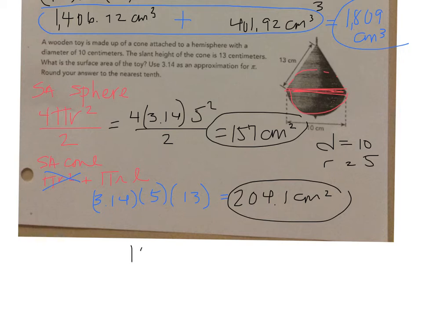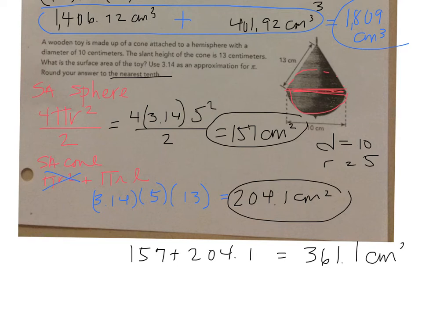And now since we need the total, we have to put those two numbers together. So you're going to do 157 plus 204.1. Again, this time it says round your answer to the nearest tenth. And you get 361.1, excuse me, not 6.1, centimeters squared.